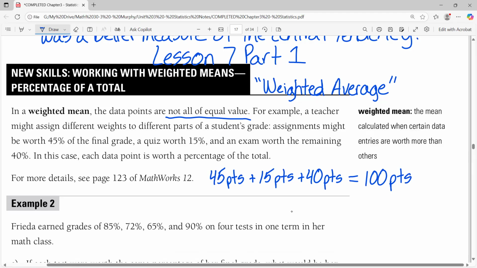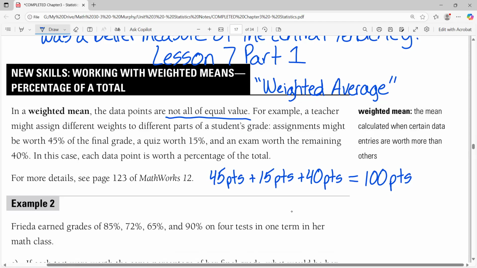Okay. So for example, for that 45, that final grade, the 45 points that you could earn, if you got 100%, that means you got 100% of the 45 points available. So you would earn 45 points. If you got 50 on the final, you would have earned 22 and a half points because that's half or 50% of the 45.